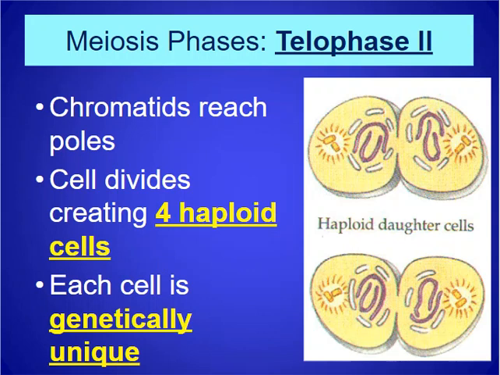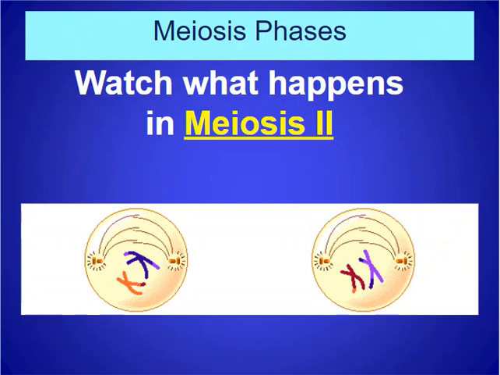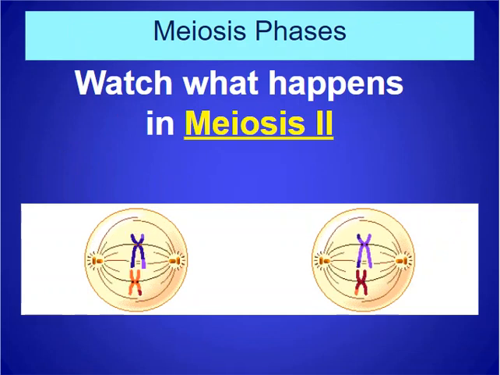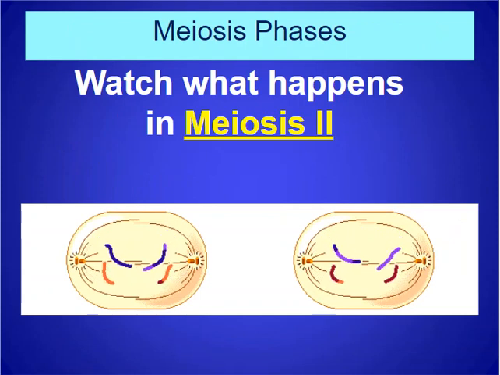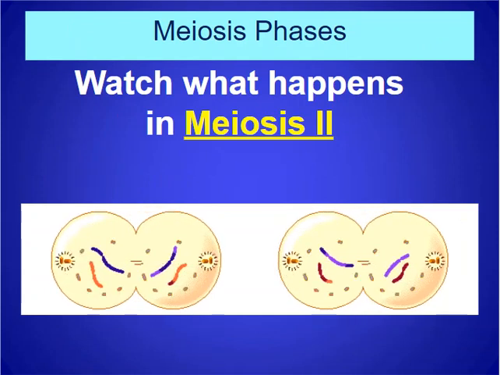These cells are also genetically unique. They're unique because of the crossing over that happens in prophase 1, the exchanging of chromosomes. Just like if you were to exchange one shoe with your friend, you now have a very unique outfit. Here's what's happening in meiosis 2. 2 cells line up, they divide, and you end with 4 half cells.